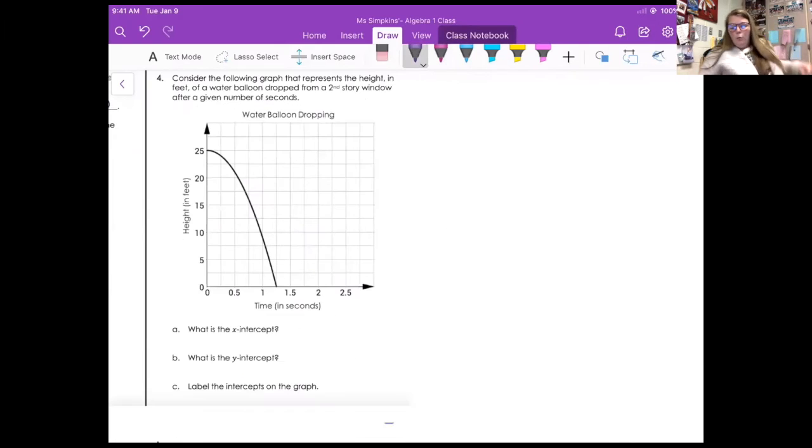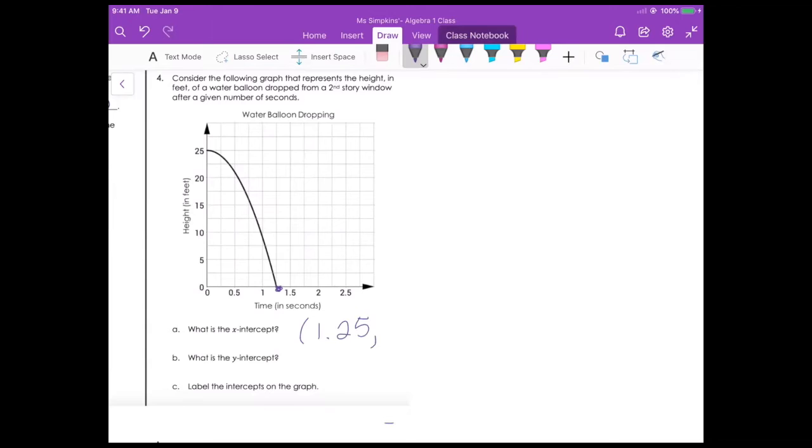So, okay, what is the x-intercept? So where does this touch the x-axis? Well, what's right in the middle of 1 and 1.5? Okay, 1.25. That is not the answer. It's a point, x comma y. So it is 1.25, comma 0. Good.